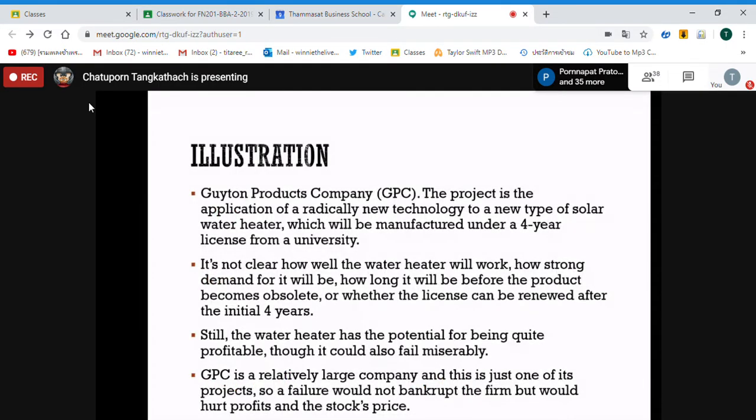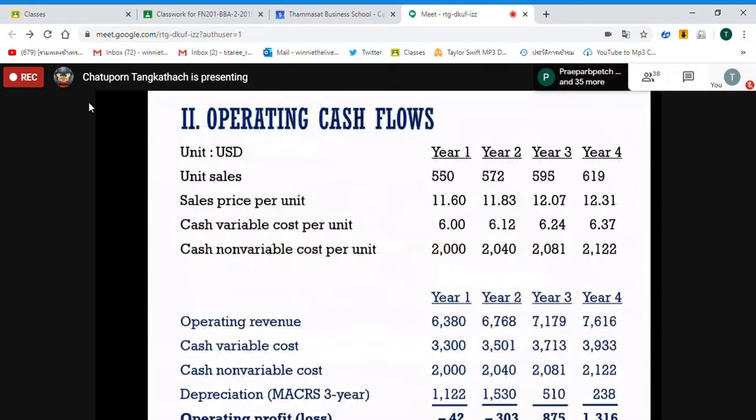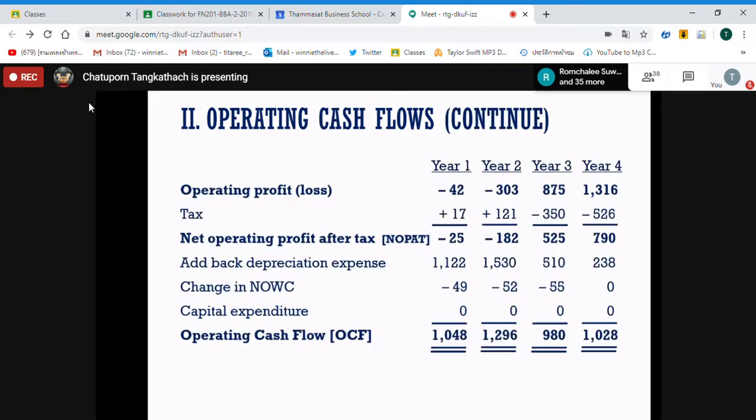Look at year 3 here. Let's concentrate on year 3. For year 3, we start from the revenue here, 7,000 something, minus variable cost, minus non-variable cost, minus depreciation. So notice that this is depreciation. And then we calculate tax. After we get operating profit, we calculate tax here. So we get NOPAT here and we add back depreciation here. And finally, we get 980 operating cash flows. Now, today, I am going to repeat the process for year 3 for you on the following slide.